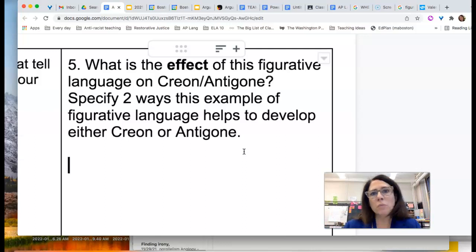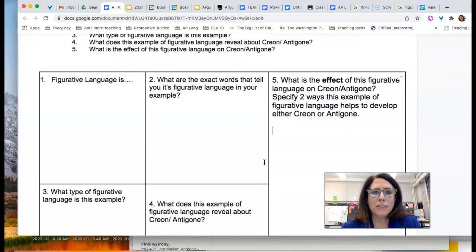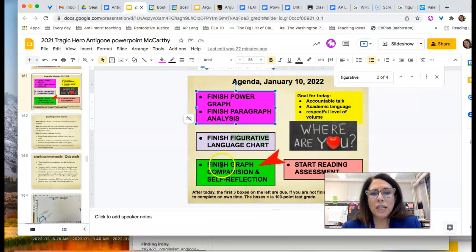So those are some tricks. We're going to talk more about writing strategies for MCAS, but you can practice them right here. And so after you're done with the 5 boxes, you are done with this assignment, and you can move on to the next assignment, which is the comparison and the self-reflection.